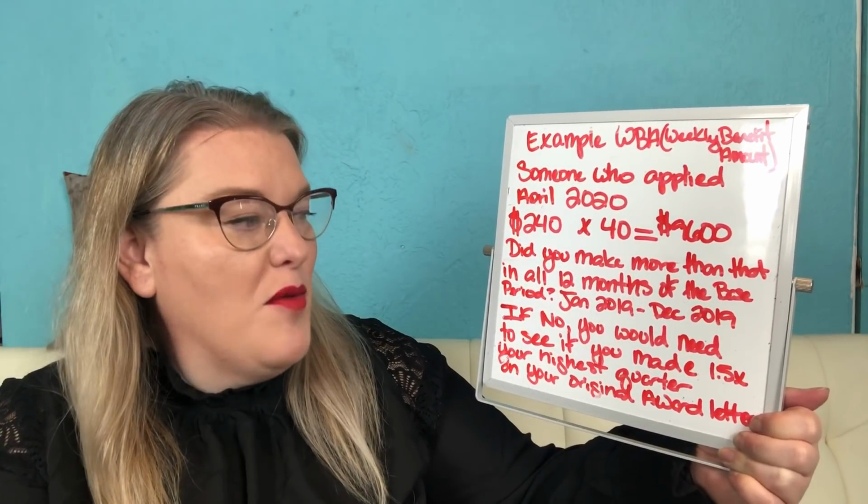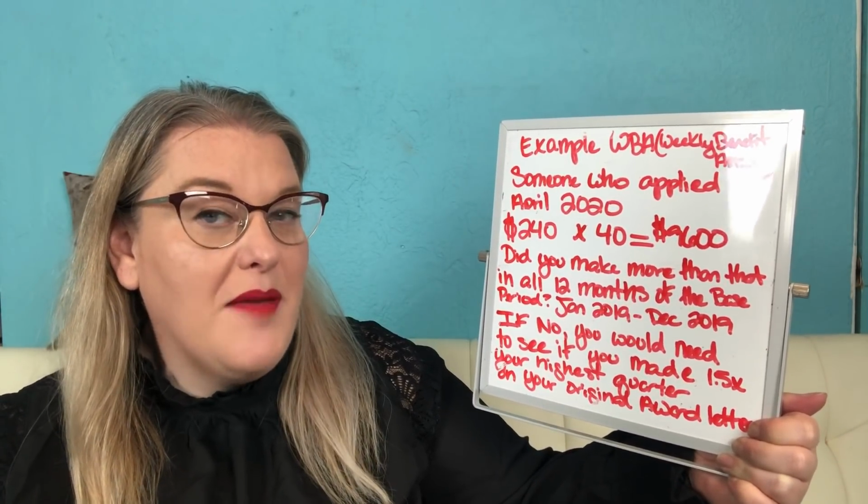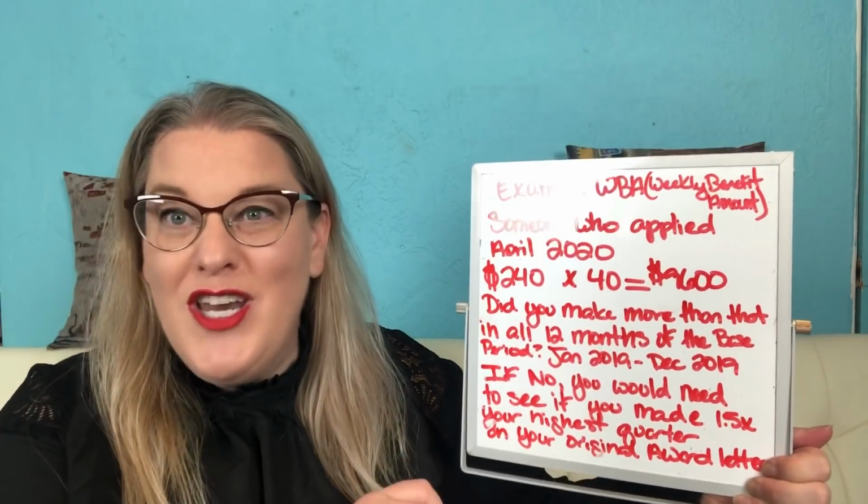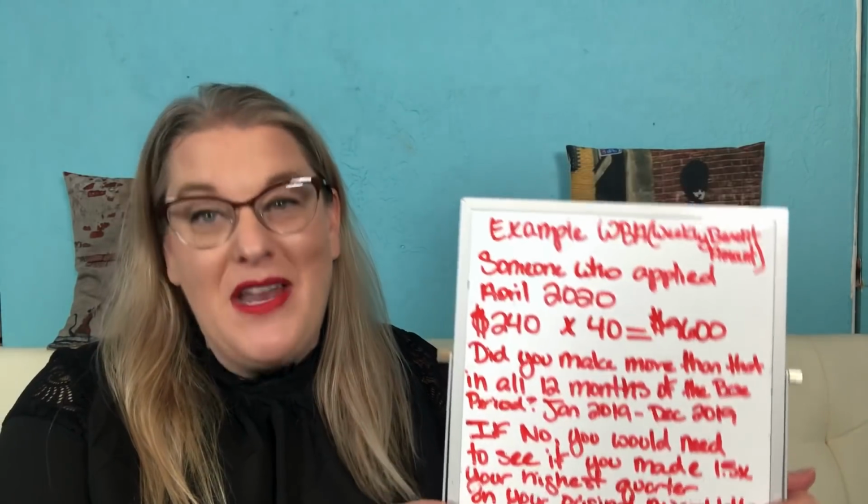If no, they would need to see if they qualify by the other method, which is to see if they made more than 1.5 times their highest earnings quarter. And you would need your original benefit award letter to find out that information. And if you need that, you would need to call the EDD and request that they send you a copy of your original award letter, or ask them if they're able to tell you what your highest earnings quarter is over the phone, and then that way you can do that calculation.